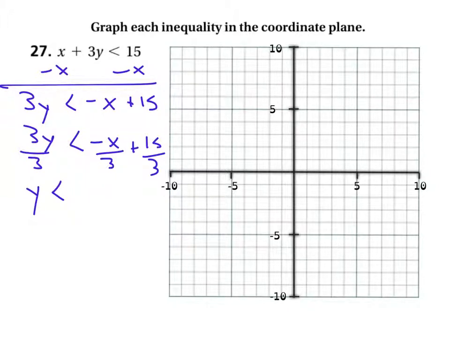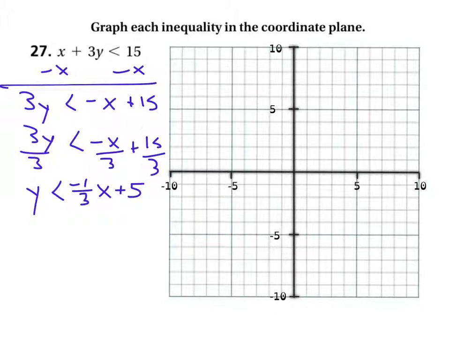What do we get here for a slope? We need a number for a slope. Well, what is the number on top? This is a negative what for the coefficient of x? It's negative 1. So when you divide it by 3, you get negative 1 over 3. That's the coefficient, and that becomes your slope. And what about here? We divide by 3, we get 5.